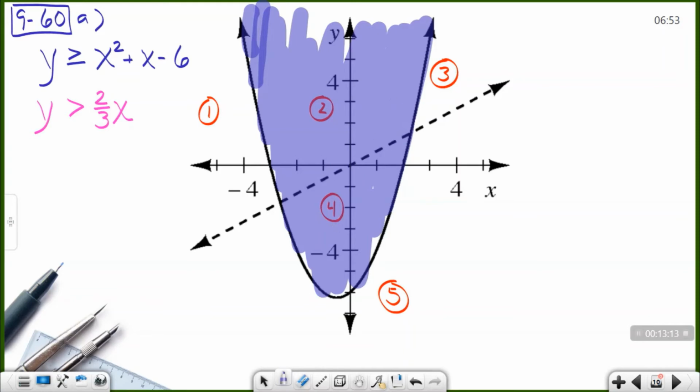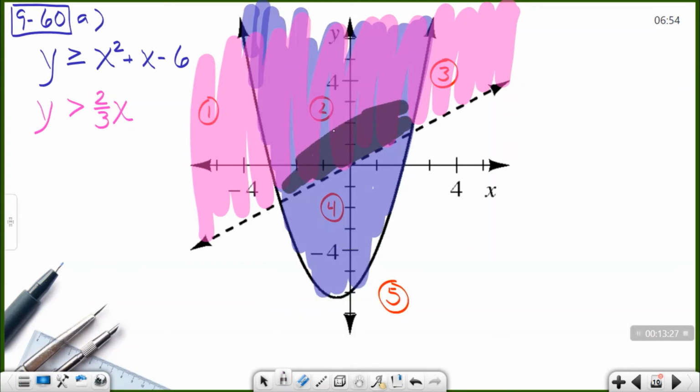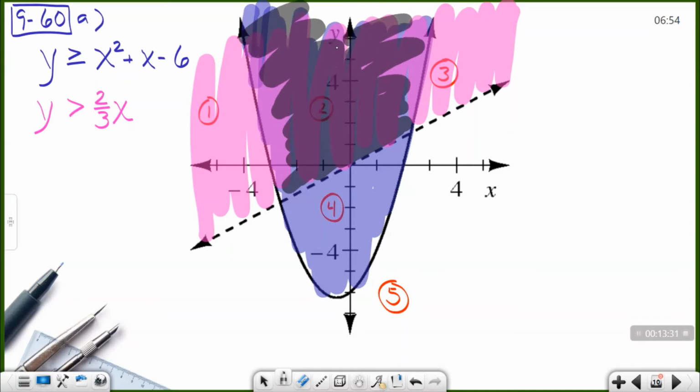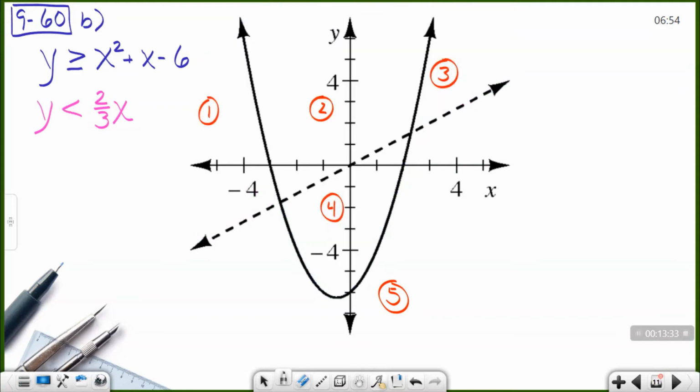And let's check my line. I also want everything above my line. Well, above my line would be everything here going from the line and up. Notice that's sections 1, 2, and 3. And therefore my overlapping section, which we can see in the middle here, is going to be this right here. It's section 2. Section 2 is where they overlap, and that would be my solution region.